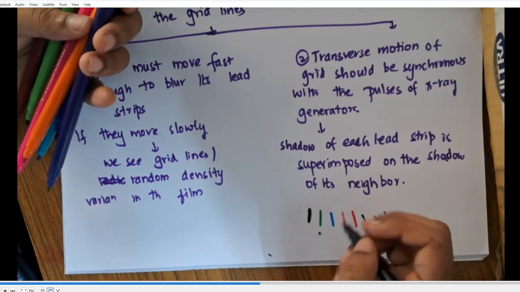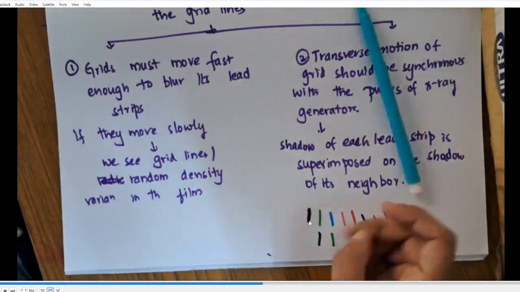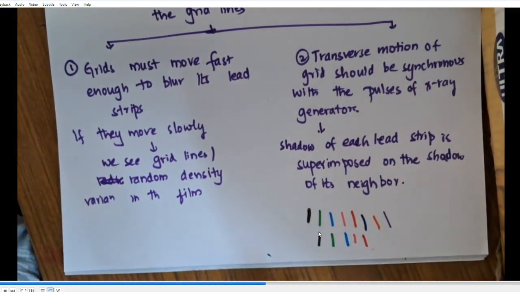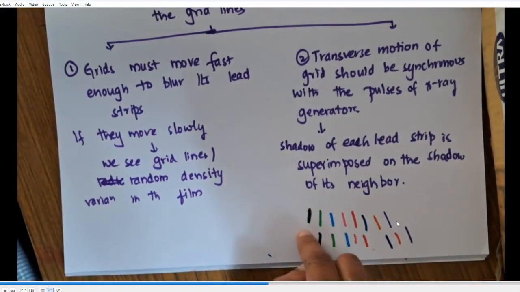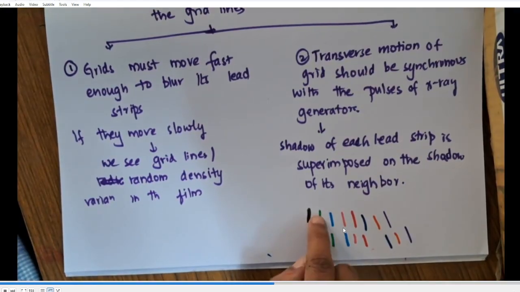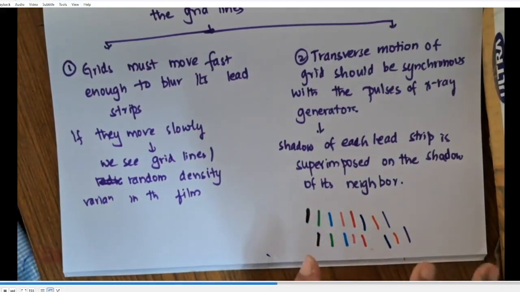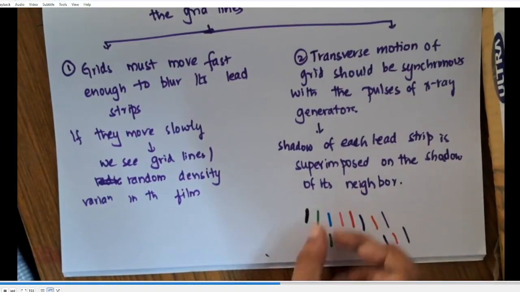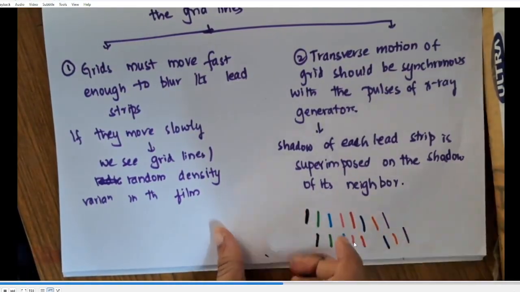of the preceding strip. Between the pulses, the grid will move one interspace distance so that the next lead strip is over the position of the preceding strip, and with a newer pulse these two images are superimposed. So this is the next lead strip which is in the position of its previous lead strip. These two lead strips are superimposed on each other. So even though the grid moves, the grid lines will remain distinct in this situation. So this is very important.